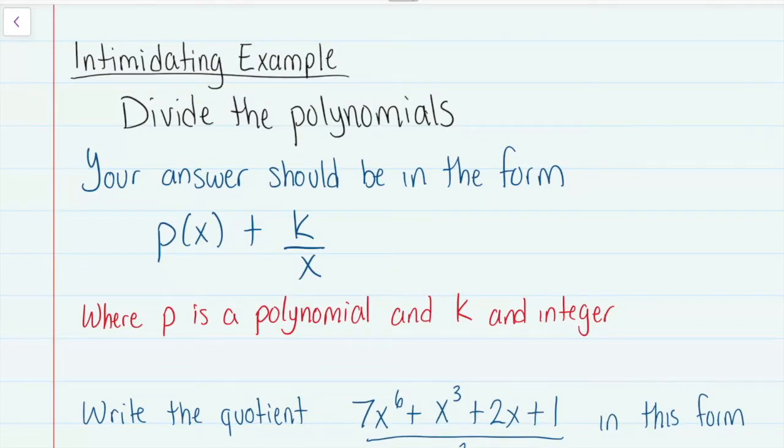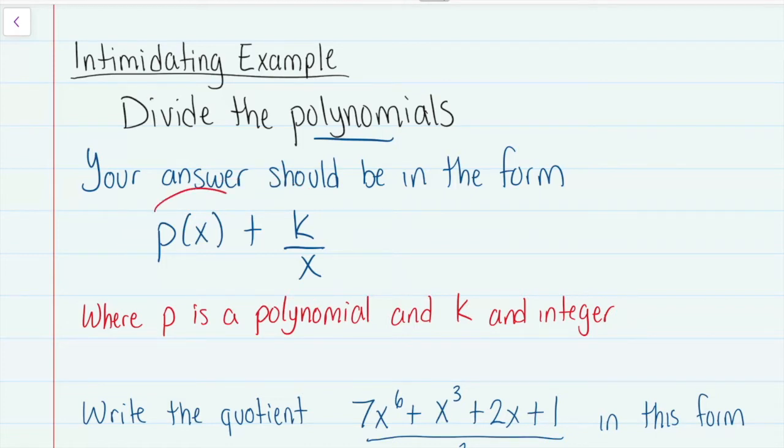Okay, guys, so we're gonna jump into an intimidating example you might see online. And again, it's very wordy, it has a lot of words, but it's actually very simple. So once again, you want to divide polynomials, and your answer should be received in the form of p of x plus k over x. What does all that mean?